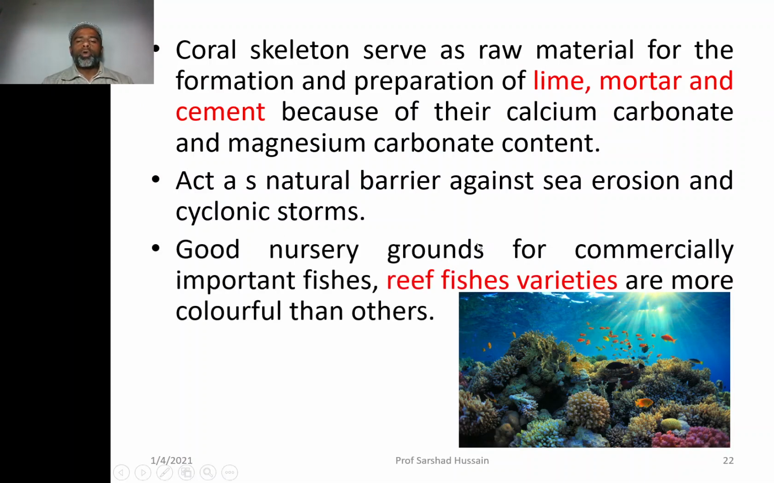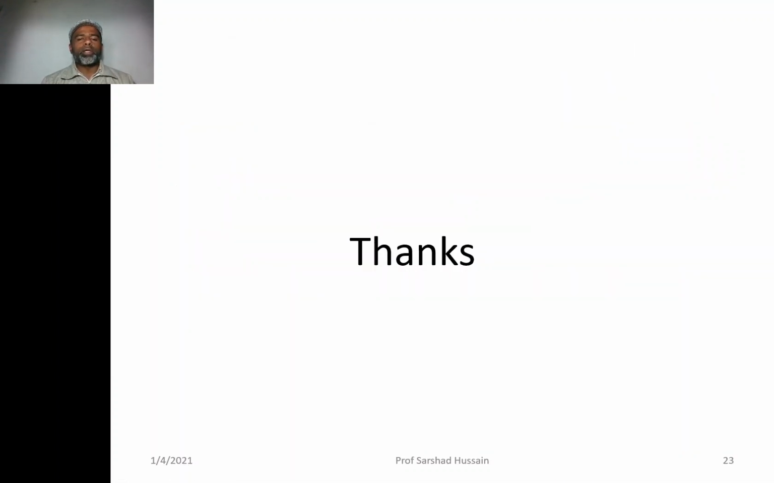They are a good nursery ground for commercially important fishes. You can see over here so many fishes. They are a nursery ground, meaning the fishes lay their eggs there. They even rear their fingerlings over there, because they are protected sites where every predator cannot prey upon them. Reef fish varieties are more colorful than others, and moreover, the fishes that live over there are very colorful. They add to the aesthetic value of nature for humans as well.